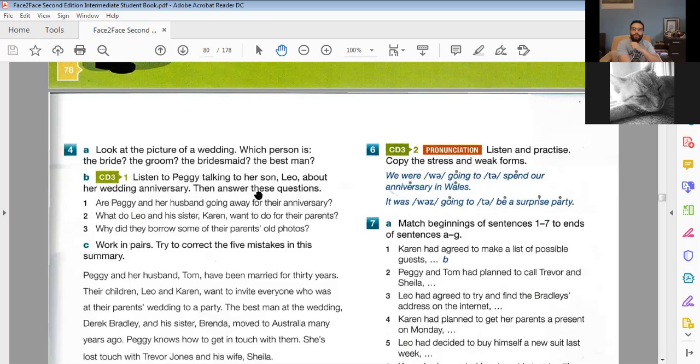Now, number 2, what do Leo and his sister Karen want to do for their parents? Organize a party. Yeah, that's right. And why did they borrow some of their parents' old photos? To invite the people who were at the wedding. Yeah, because he said that he'll try to get hold of as many people as he can from the wedding itself, right? Yeah, and he might be lucky.